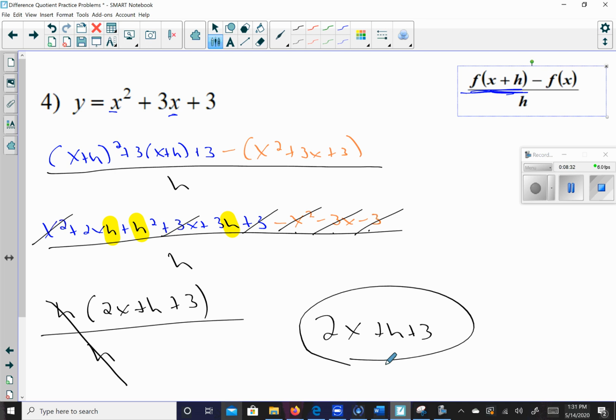Something else that you should be aware of, whatever you're left with that does not simplify should have an h. You should be able to factor out h from the numerator. If you cannot factor out h from the numerator, somewhere in that problem you made a mistake. All right, moving on to the next one.